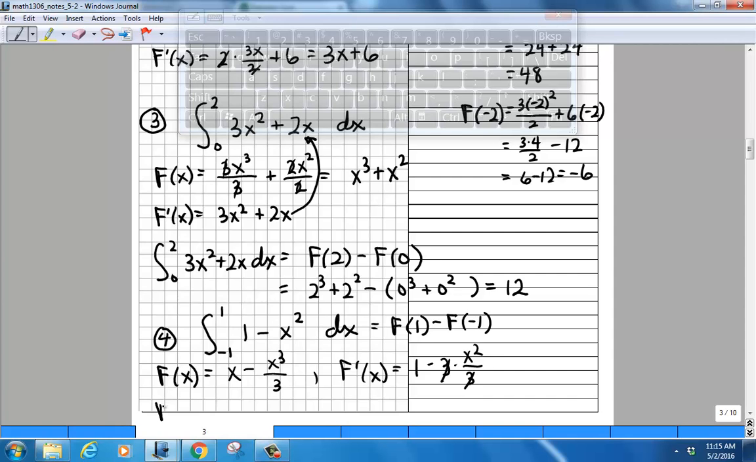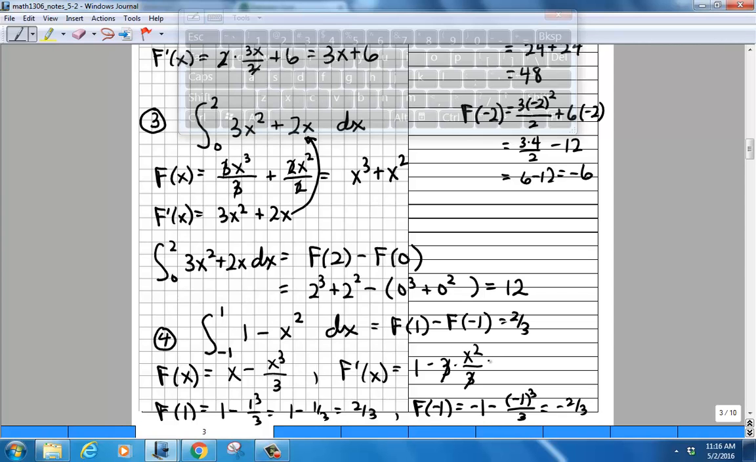All right, so what did we get there? What is capital F of 1? That's going to be 1 minus 1 cubed over 3. So is that 1 minus 1/3, which is 2/3? Is that right? All right, so you're taking 2/3 and you're subtracting off F of -1. So that would be -1 minus (-1) cubed over 3. Wow, this one's hard. So does that come out to be -2/3? I think so.